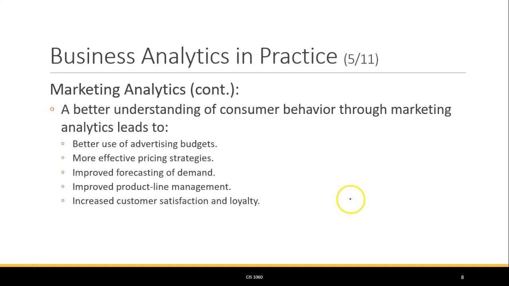Another area of marketing analytics that comes to apply, again, looking at consumer behavior, is in the areas of advertising, improving pricing strategies, forecasts, what's the best product line, and of course, the ultimate goal is to increase your loyalty to a particular brand.